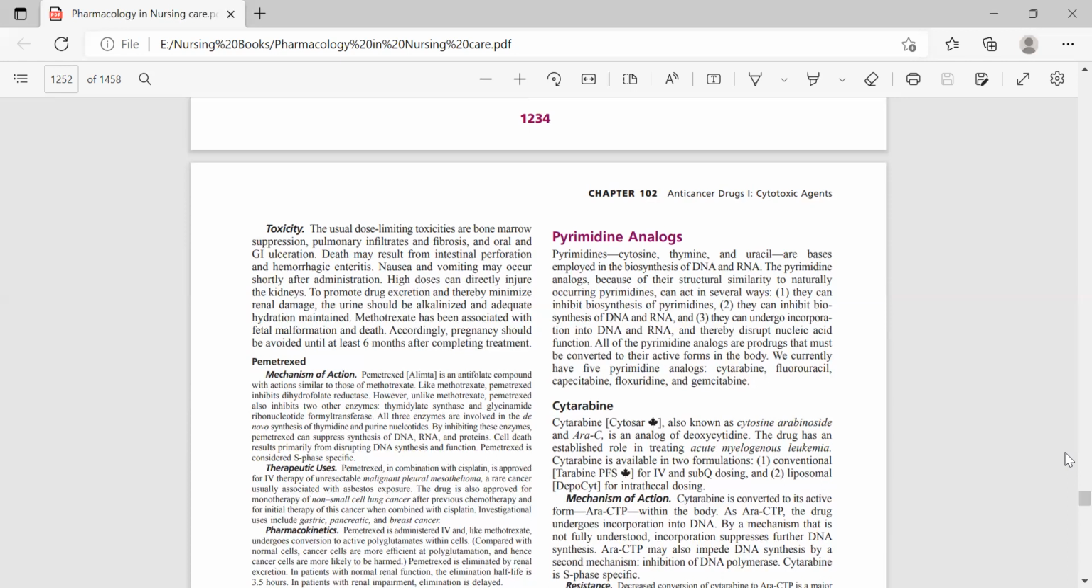Other applications include ALL, that is acute lymphocytic leukemia, the non-Hodgkin's lymphoma, and additionally liposomal cytarabine is used to treat lymphomatous meningitis. Again, the toxicity is bone marrow suppression, as in all the drugs which we discussed categorized into anti-cancer agents, that is neutropenia, thrombocytopenia, and anemia. And nausea and vomiting are also associated with the application of cytarabine, especially after IV bolus injection.